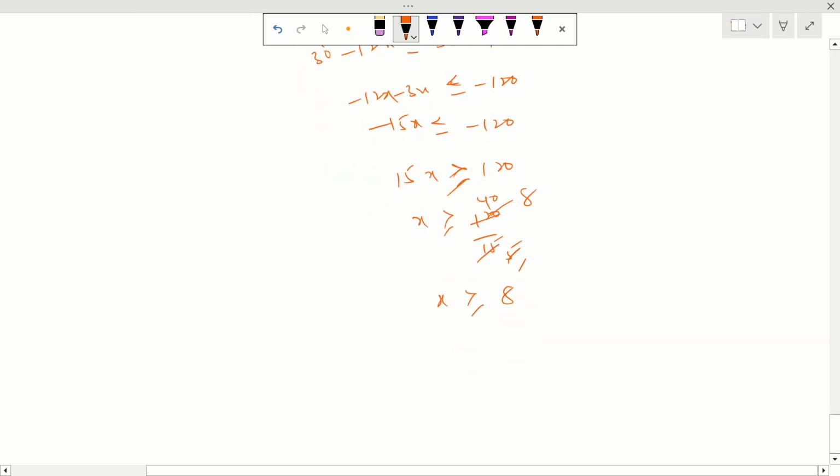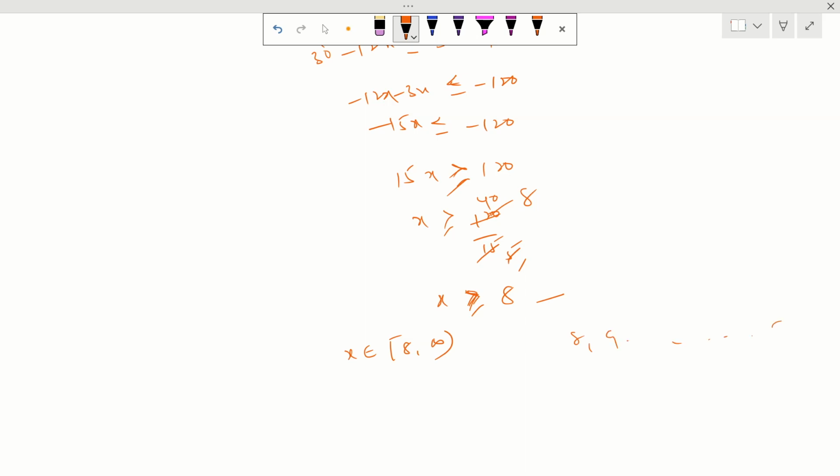So all real numbers greater than or equal to 8 are the solution of the given inequality. That means x belongs to 8 to infinity, right? x is greater than or equal to 8. Greater than 8 means 8, 9, 10, which continues to infinity. Therefore 8 to infinity is the solution for the given inequality, right?